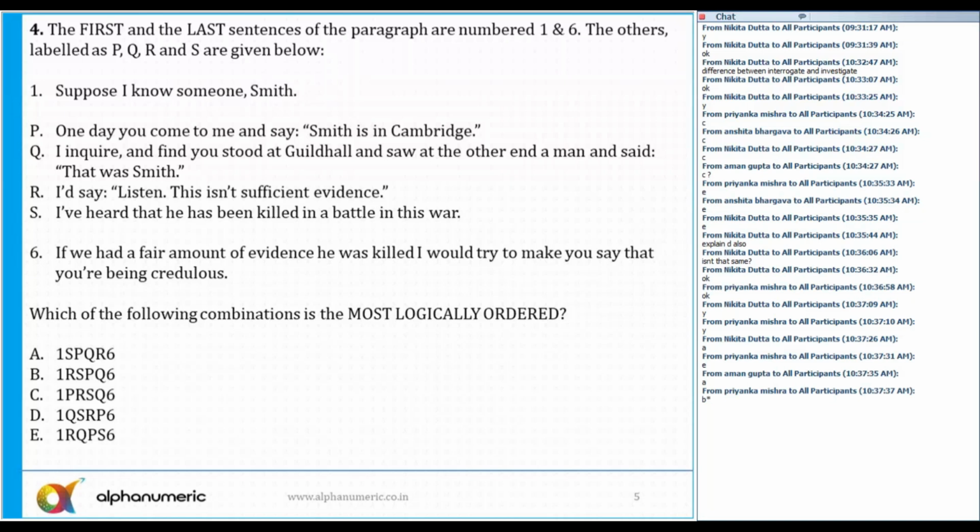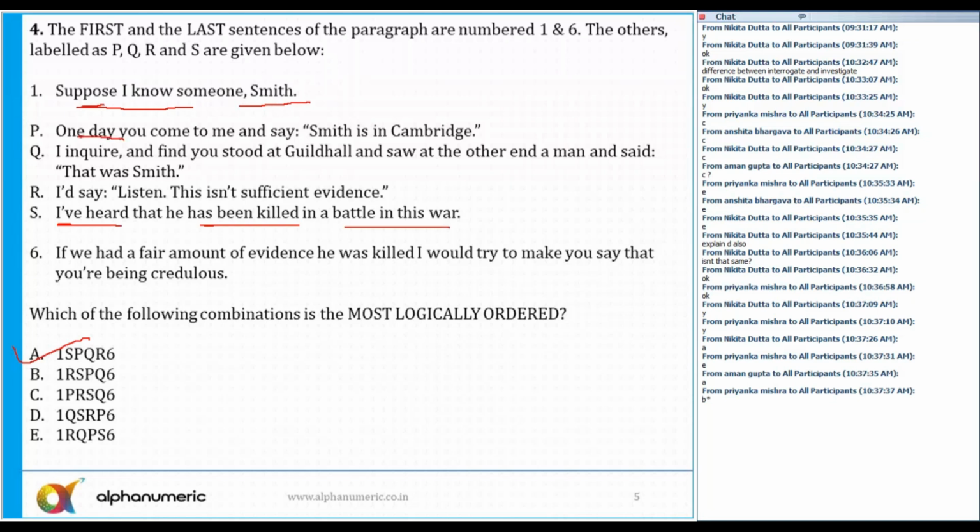I think it should be number A. The answer for this question should be number A. Suppose I know someone called Smith. Okay, I know someone called Smith. And now, what do you know about this person? I have heard that he has been killed in a battle in this war. That is what I know about him, right?